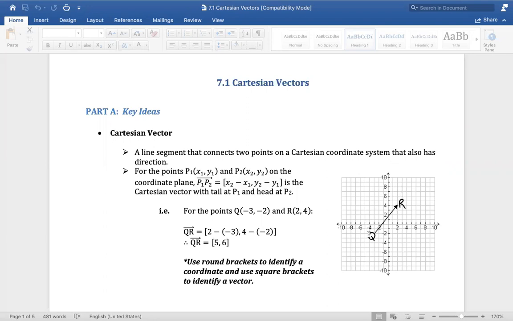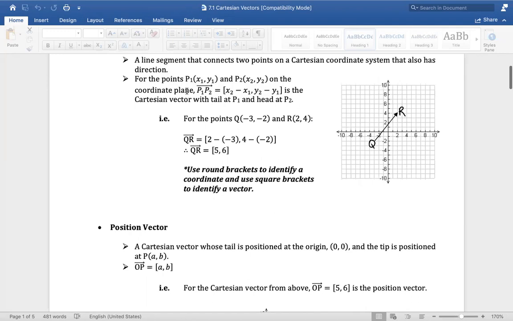Okay, so let's do an example here. Just so you know, P1 is always where the tail is, and P2 is where the head is. So let's go back to these points and actually calculate it.